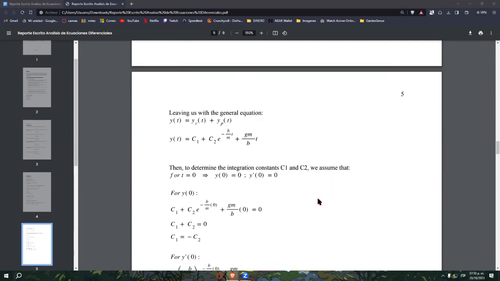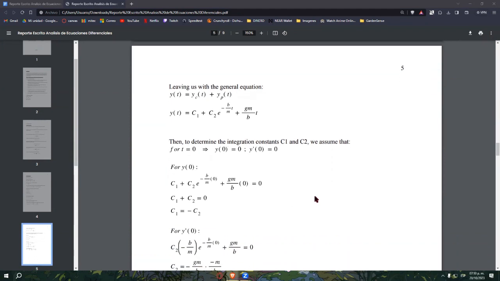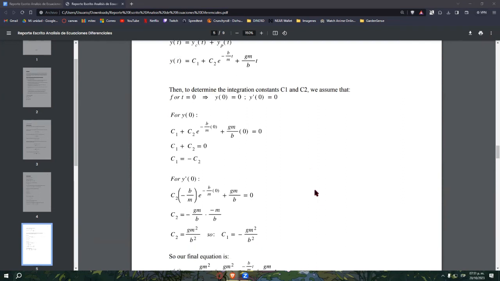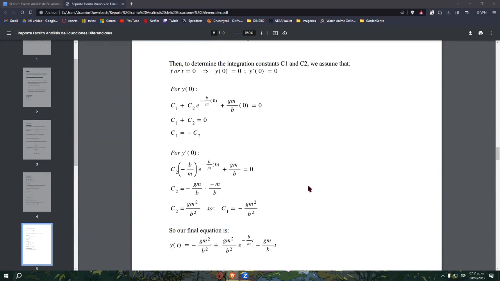Then we had to find the constants c1 and c2, assuming that for the initial t equal to 0, we had an initial position of 0 and an initial velocity also of 0. Then evaluating for y(0), we get that c1 is equal to minus c2, and we found c2 using the initial velocity, getting that c2 is equal to gm squared divided by b squared, also getting c1, which is the same but with opposite sign.